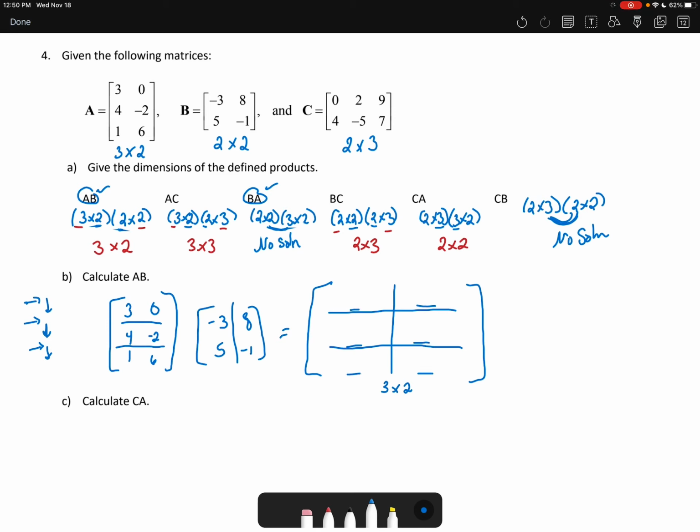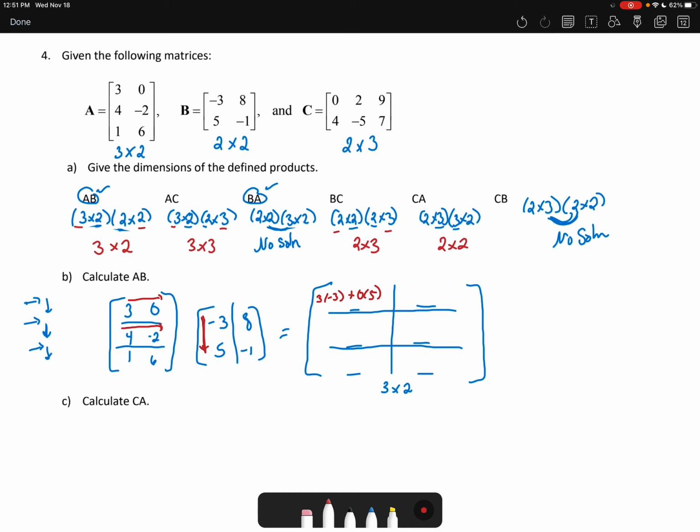Okay, so here's how we're going to do that. First, we're going to do the first row by the first column. So this first entry is going to be created by doing 3 times -3 plus 0 times 5. And now continue moving down and using every row in the first matrix with that same column. This first column makes our first column in our new matrix.